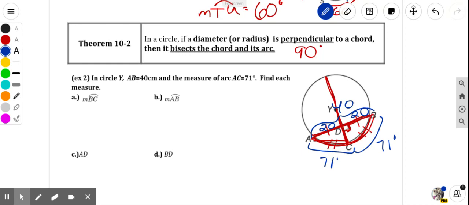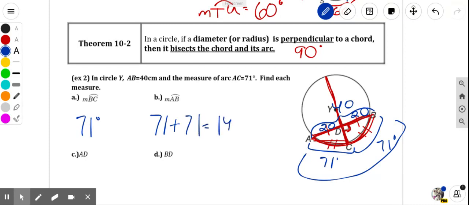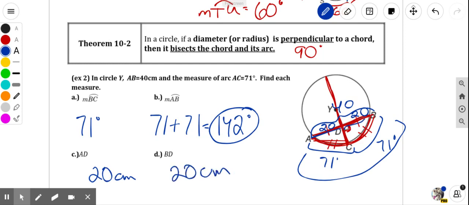Letter A is asking for arc BC, which we already found was 71 degrees. Letter B is asking for the measure of arc AB, which is this whole thing. So we're just going to add 71 and 71 to get 142 degrees. And then we need segment AD, which we already found was 20 centimeters, and BD is also 20. So that's the second theorem about arcs and chords.